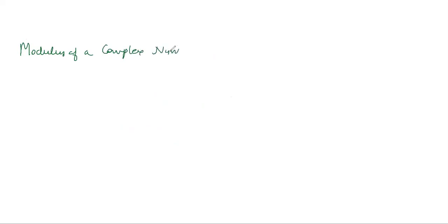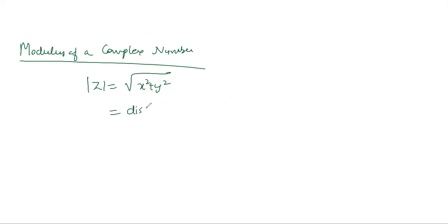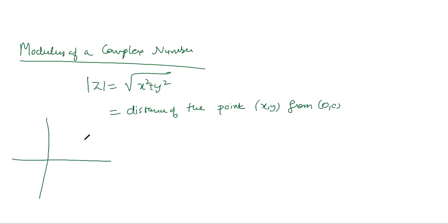What is the modulus of a complex number? So mod z is square root of x square plus y square. So it is basically the distance of the point x comma y from 0 comma 0. This is what we are already clear with, because here also we are seeing the complex number as an ordered pair. So it's denoting a point.